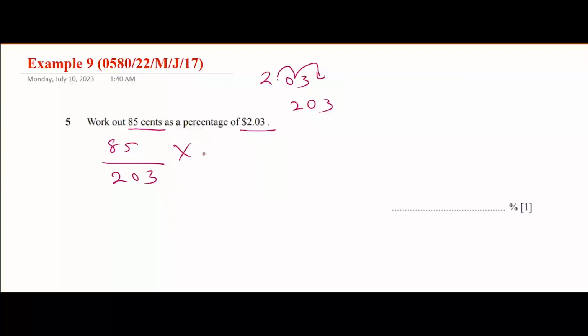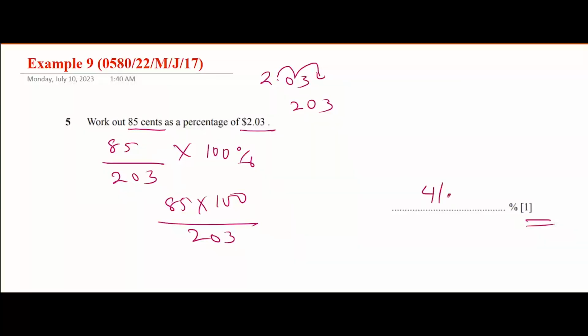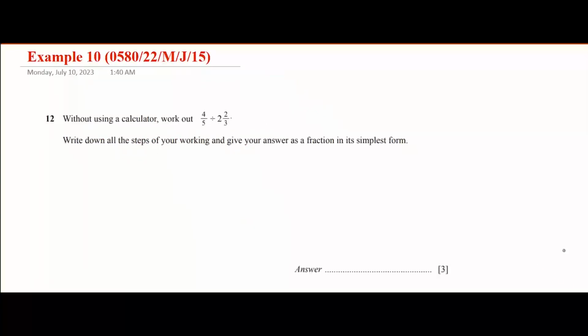Then multiply by 100%. You can just take your calculator and do 85 times 100 divided by 203. That will give you your answer, simply because this is just 1 mark, so you don't need to waste your time here. This will give you 41.9%. So let's look into the last question here.